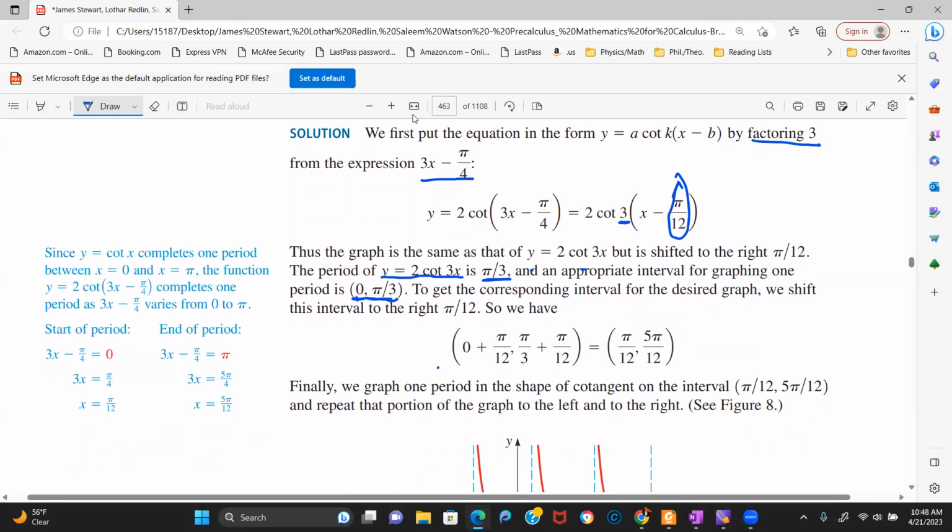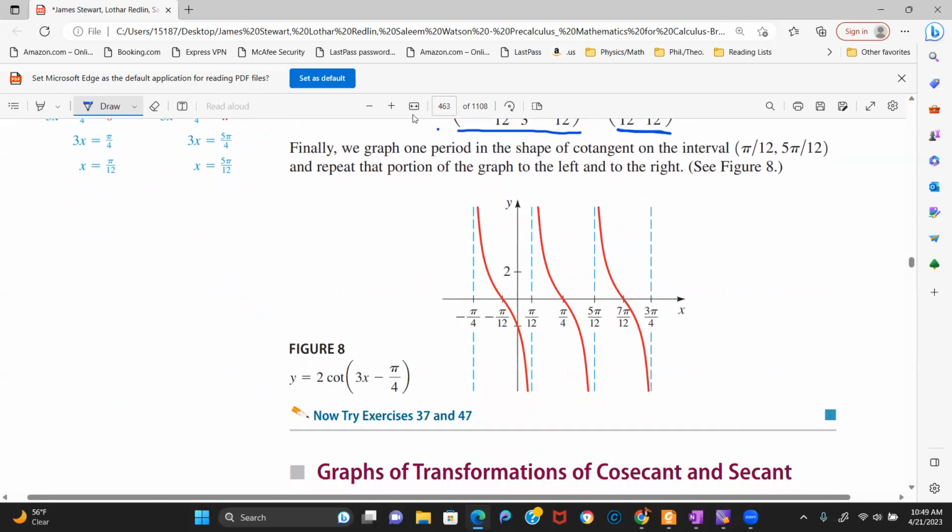So we're shifting the whole graph. We have to shift the interval on which we're plotting our function, right? So we take this interval right here, and we're going to shift the interval by pi over 12 units. So we add pi over 12 to the 0, and then we add pi over 12 to the pi over 3, and it gives us this interval. So we're going to graph over that interval.